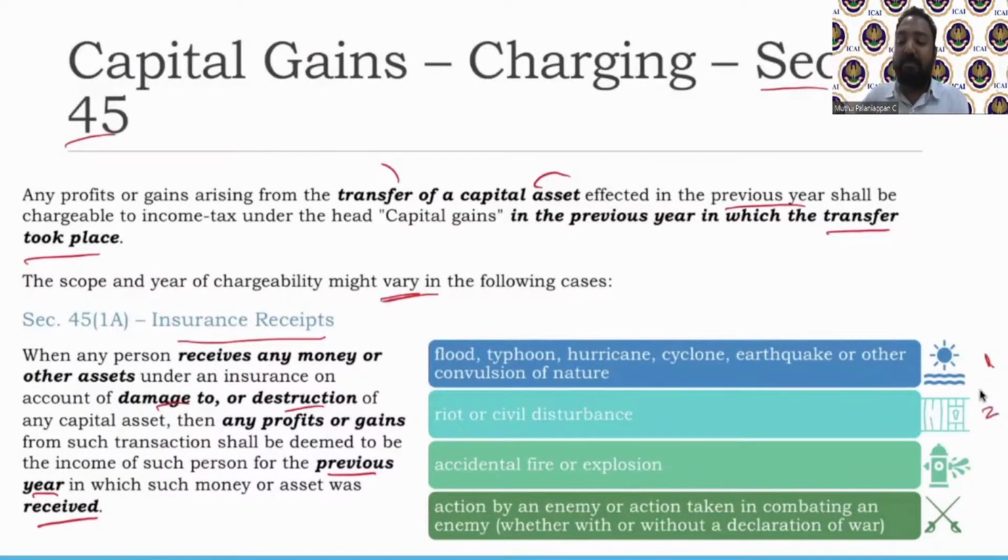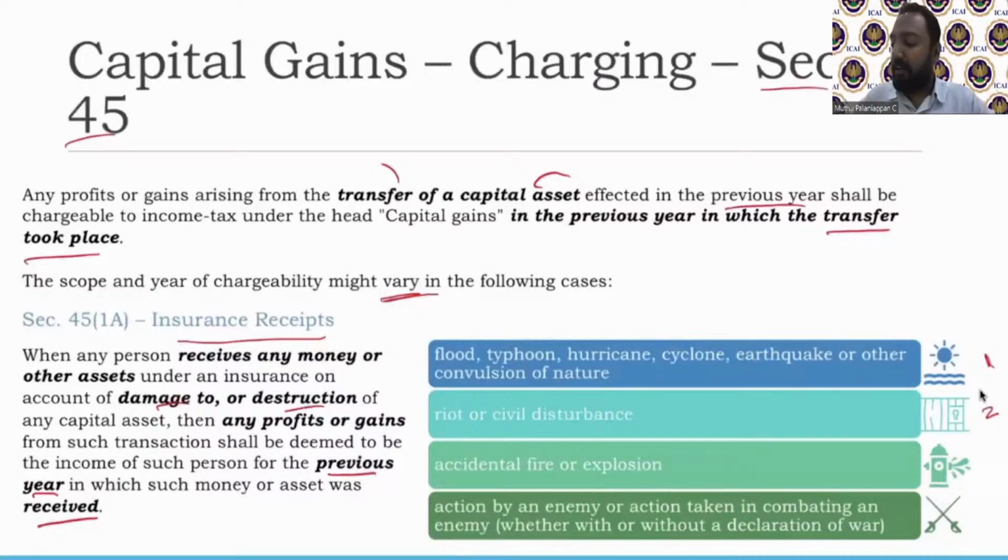Second scenario is some riot or civil disturbance, which means there is some clash on the roads. We see these strikes, right? Political reasons why there is a strike. If someone ends up opening their shop on that particular day, there could be damage because of this riot. So riot or civil disturbance is because of internal disturbances, which results in damage of your asset. So that is riot or civil disturbance.